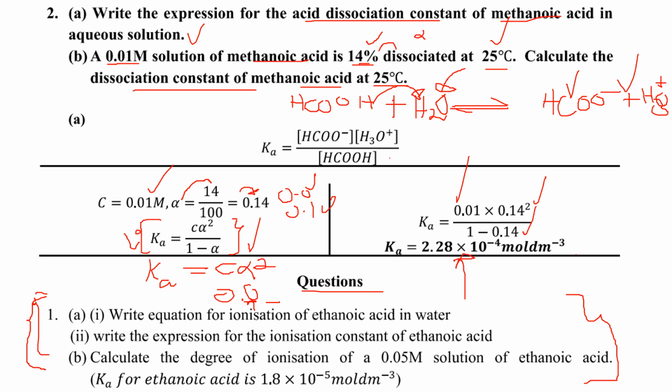So question 1: write equations for the ionization of ethanoic acid in water. It is the same as before. I told you, according to Bronsted, whenever an acid is in water, it donates protons. So write the expression for the ionization constant of ethanoic acid, and then calculate the degree of dissociation, provided you are given the concentration and the ionization constant of ethanoic acid. And I'll keep repeating this: ionization constants are measured in moles per decimeter cubed.